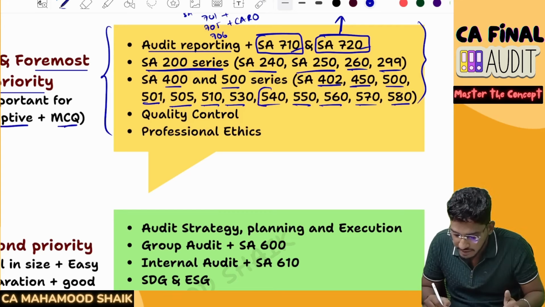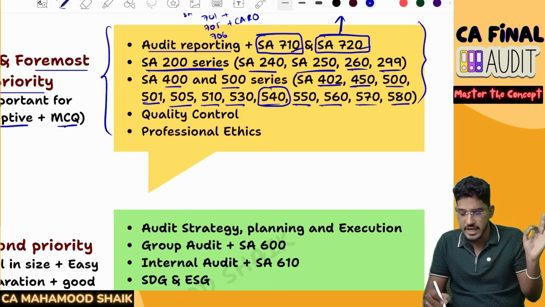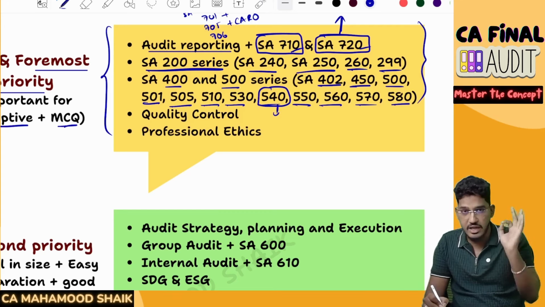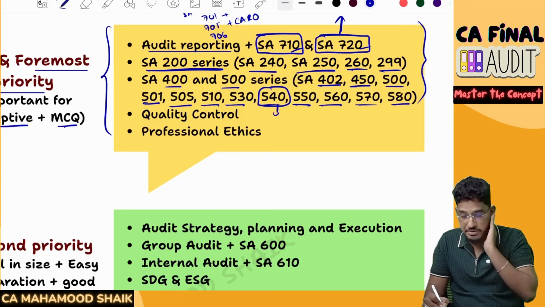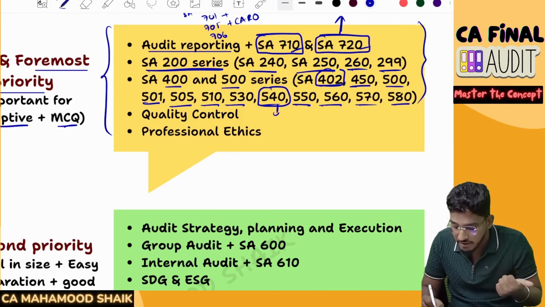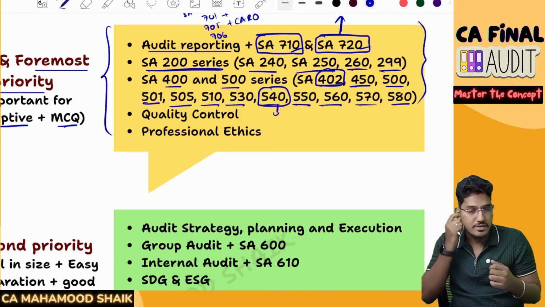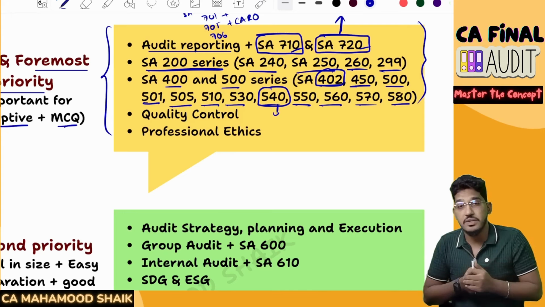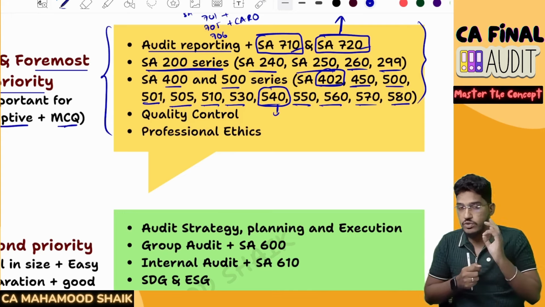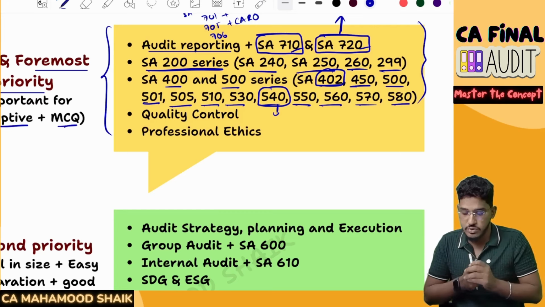SA 540 is something which is not there at the CA Inter. From this they are asking descriptive questions. SA 540 descriptive questions we are getting these days. From SA 402 also we are getting descriptive questions. And from all the remaining standards, in the majority of cases, we are seeing MCQs. Good weightage is coming in the form of MCQs. So please cover this 400 and 500 series.